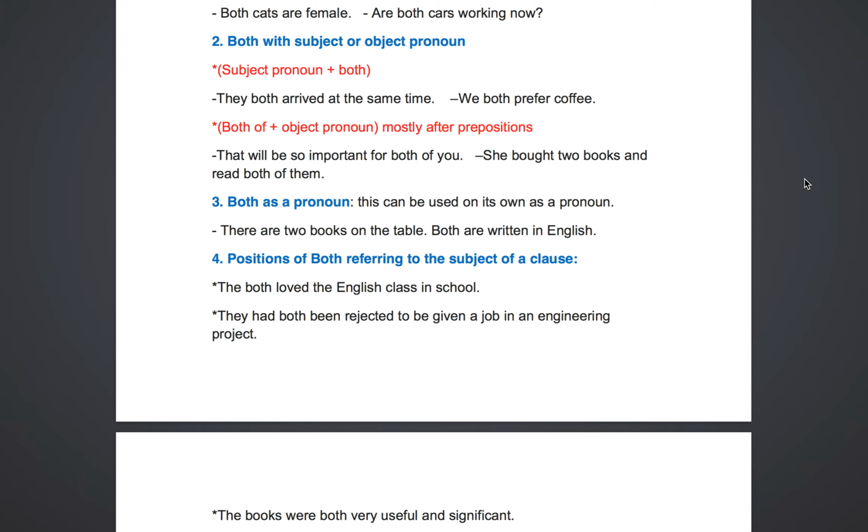Here is a different function, both with the subject or object pronoun. This is the formula that we have: a subject pronoun plus both. You cannot have both plus subject pronoun. This is the example. They both arrived at the same time. We both prefer coffee. Here we have the subject pronoun they and we. And after that, we have both to refer to two of the same things. We both prefer coffee. They prefer the same thing, so you have to use both.